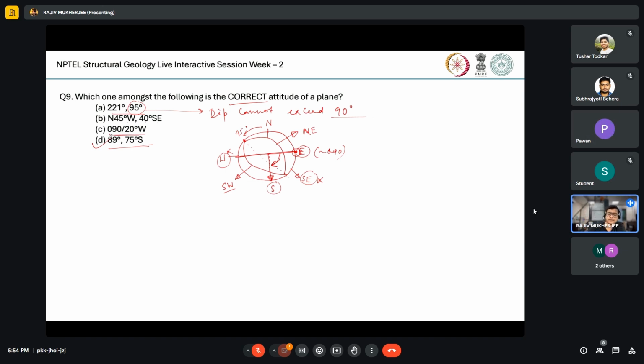Yes. But the right hand rule says that you have to go clockwise from the given strike direction. So if the strike was given as 270, then you would consider the dip direction along north. But according to the right hand rule, since the strike is given from the east end, I have said that the dip is along south.